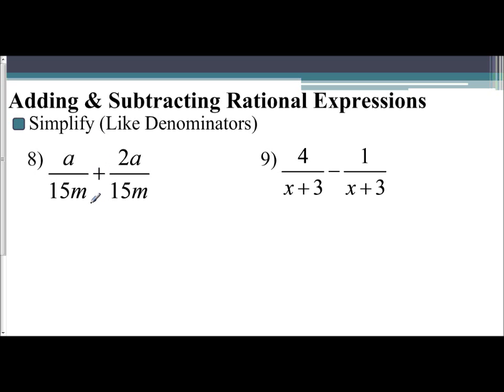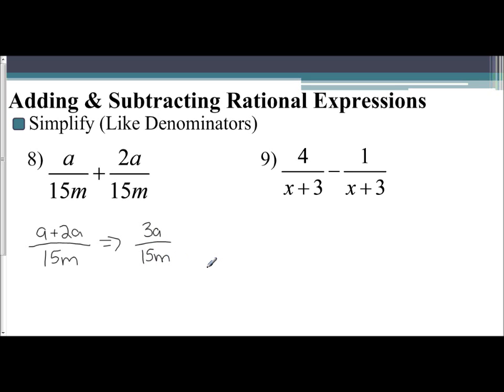If we have a over 15m plus 2a over 15m, I see right away that I have a common denominator of 15m and 15m. So I can write them together under that one denominator. I can do a plus 2a over 15m, which, combining like terms, gives you 3a over 15m.